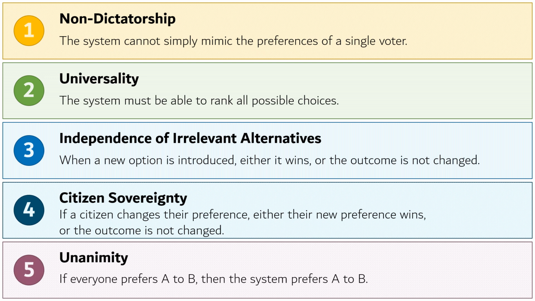Last is unanimity, which says that if everyone prefers A to B, then the system prefers A to B. This one is a slam dunk. If everyone thinks A is better than B, we definitely don't want our voting system to somehow pick B instead of A.